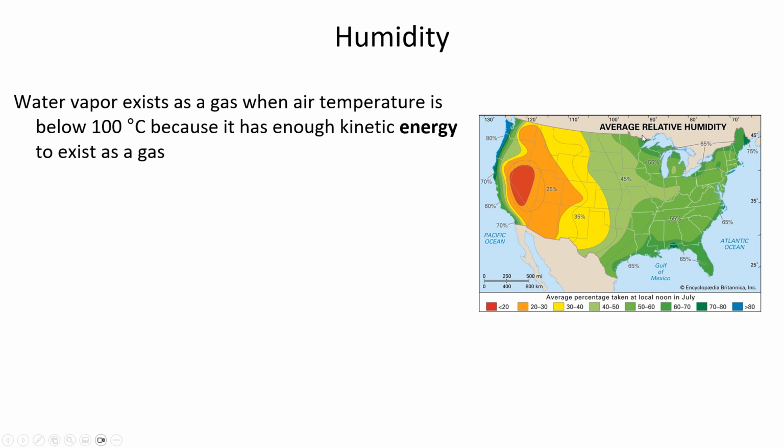This is a map of the average relative humidity in the United States, and it's more or less what you'd expect if you've traveled. The humidity is higher in coastal areas and in the Midwest, and in the deserts of the western United States, the humidity is very low. Humidity is water vapor. It's moisture that's dissolved into air.